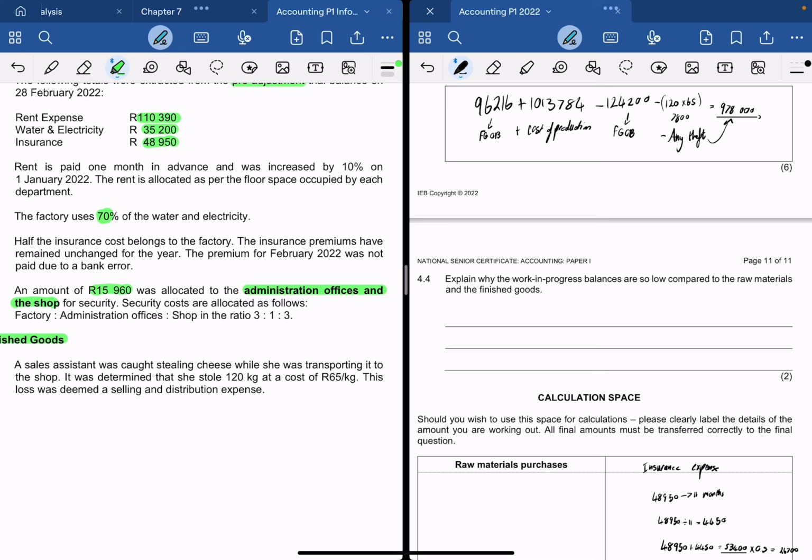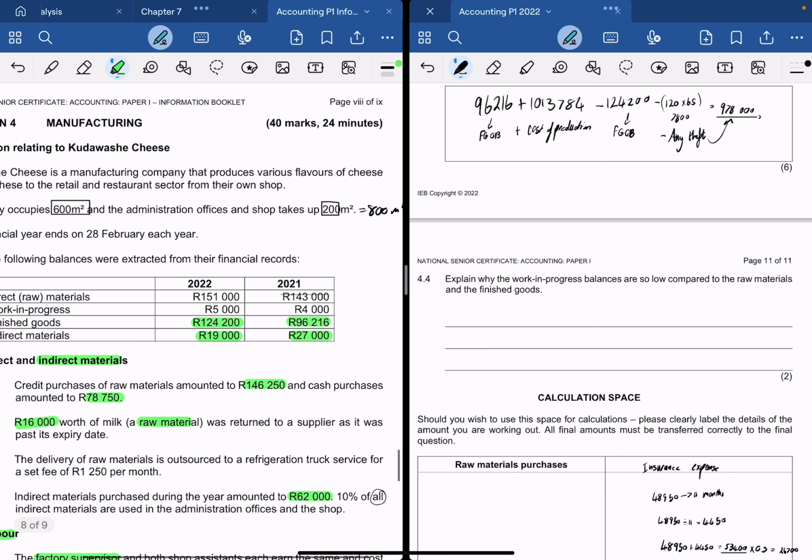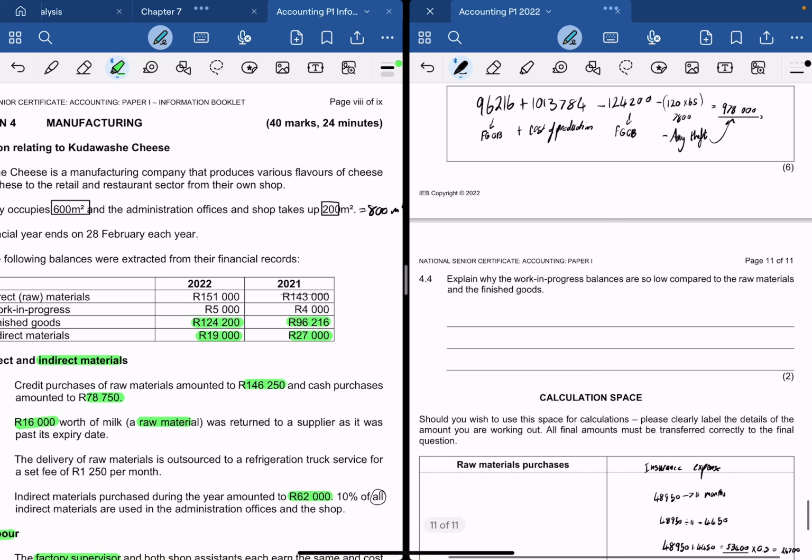Okay. Then it says, explain why the work in progress balances are so low compared to the raw materials and finished goods. Is that true? We come look. Yeah, it is actually, it's a massive, massive discrepancy between these two. But now we need to think of why that could be. And we must think about it in the context of our business. So why would the work in progress be so low?